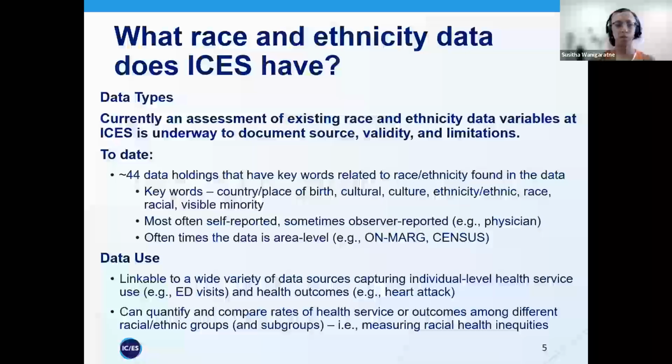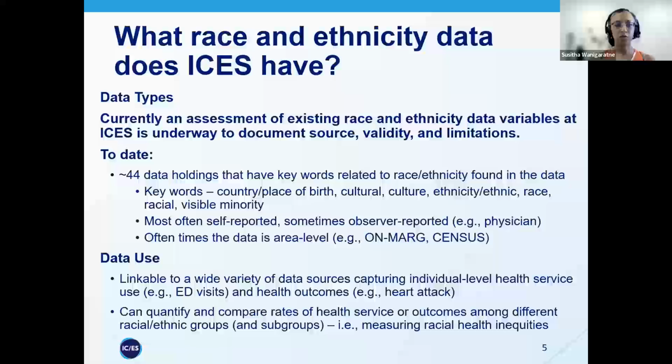Terms such as country or place of birth, cultural, culture, etc. The data is most often self-reported, but sometimes observer-reported. So I know there's one data set in which the physician has essentially guessed a person's race or ethnicity. There's also data that is measured at the census area level. I'll just move on to the next slide.